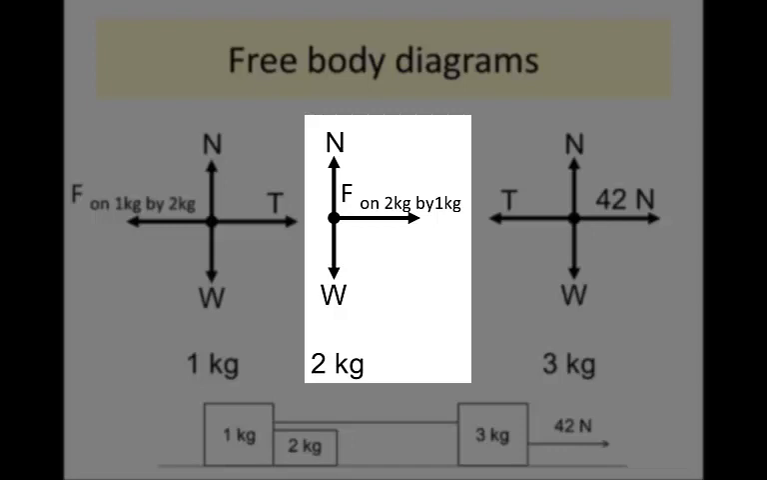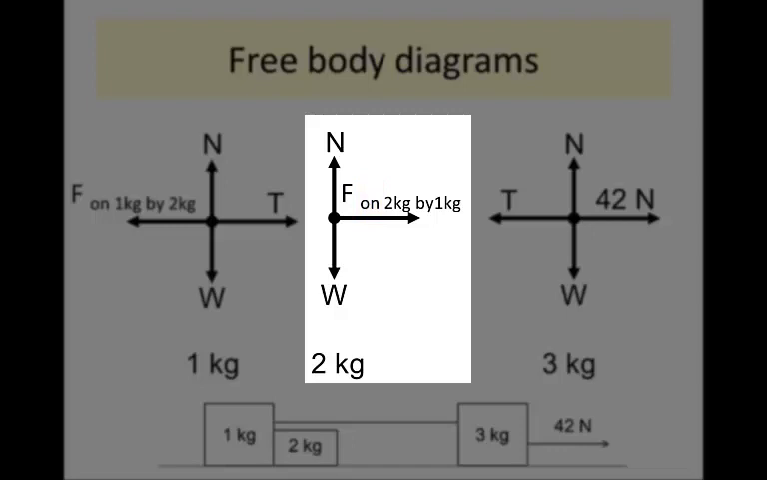As the whole system is pulled to the right, the 1 kilogram block pushes the 2 kilogram block to the right. And we call the force that the 2 kilogram block experiences because of this F on 2 kilogram by 1 kilogram. So notice we don't draw that force on the 1 kilogram's diagram, but on the 2 kilograms diagram, because we only ever draw the forces acting on a body in a free body diagram. So there's only one horizontal force acting on the 2 kilogram block.